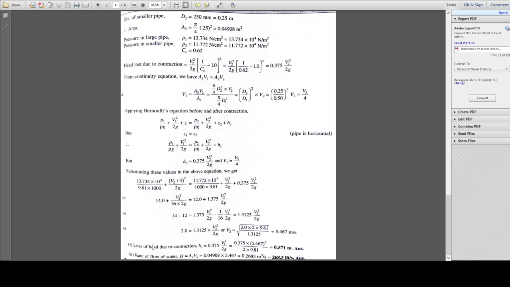So head loss due to contraction is 0.375 V2 square by 2g. Substituting the value of V2 in this equation, we will get the head loss due to contraction. And also the rate of flow of water is given by Q is equal to A2 V2. So we know the value of A2, we have calculated the value of V2, then we will get the Q easily as 268.3 liters per second.